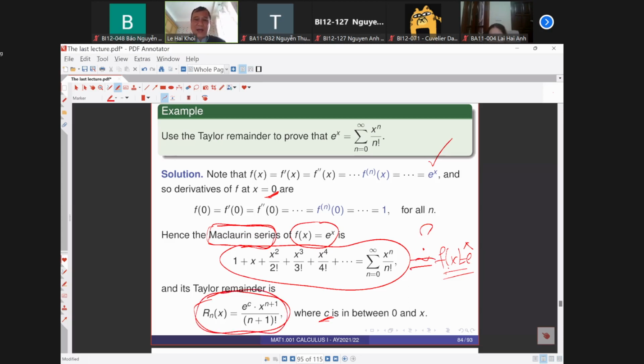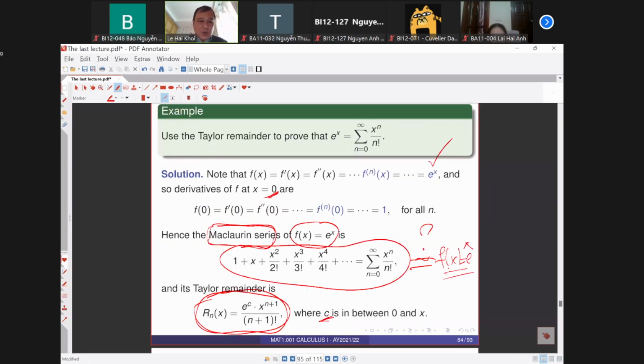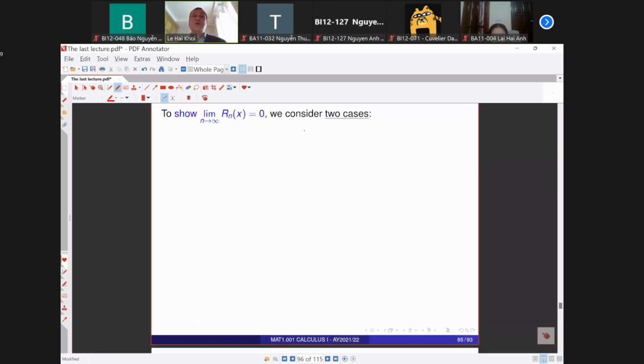If the remainder R_n(x) tends to 0, then you have equal, this equal. So, which means you should look at that and prove that this R_n(x) always tends to 0. Always, because you are asked to prove it. Right? So, now we do.